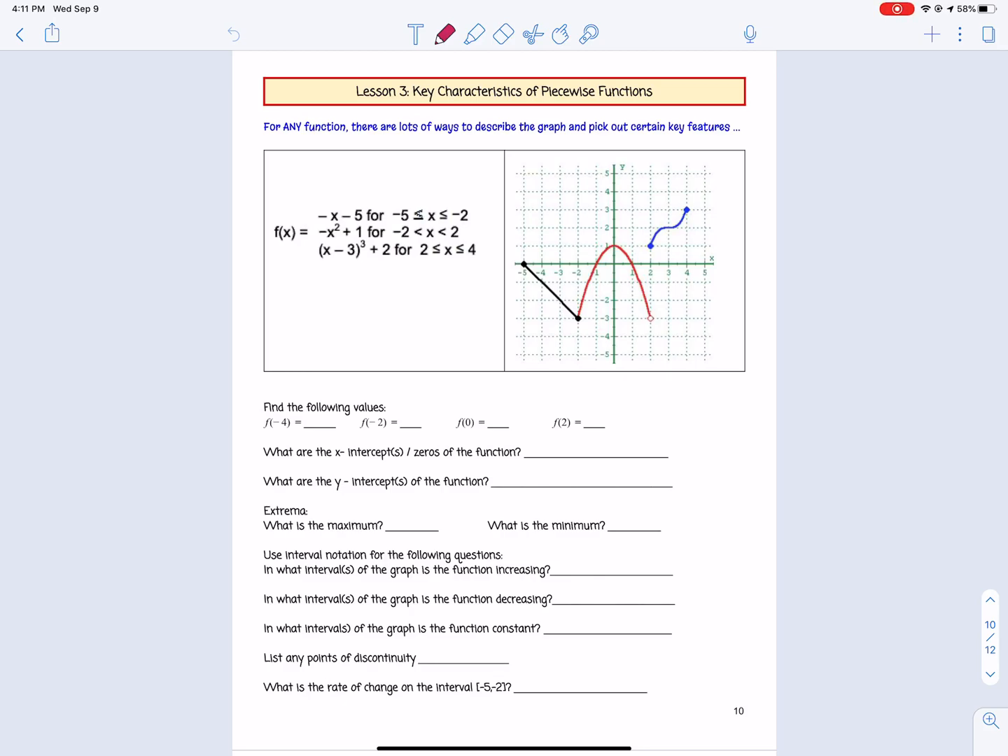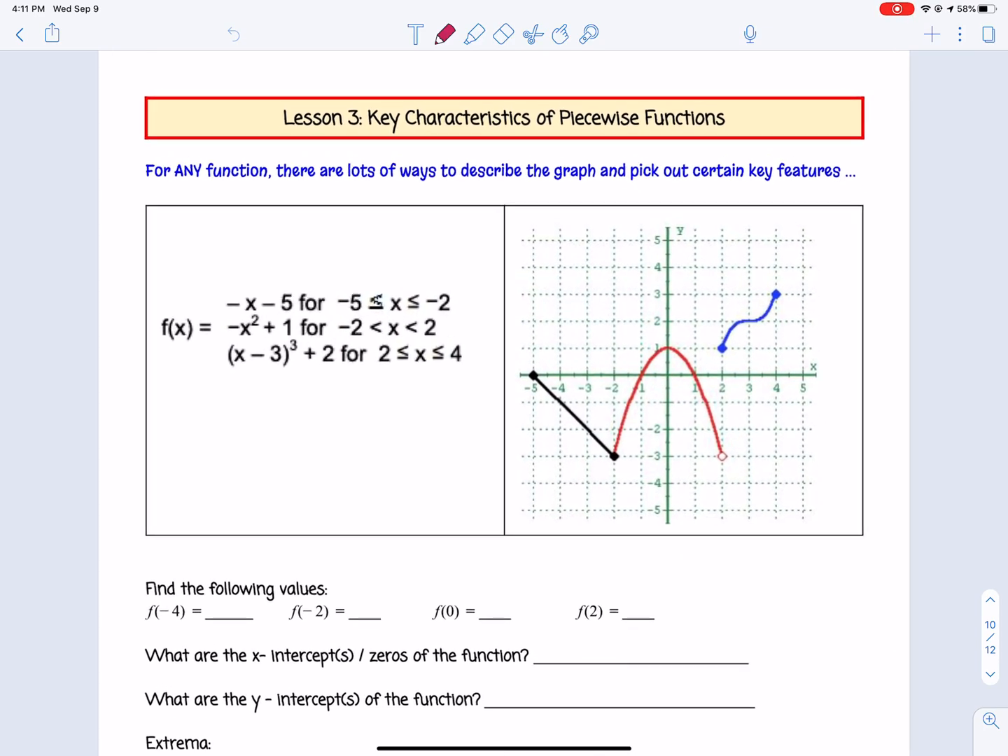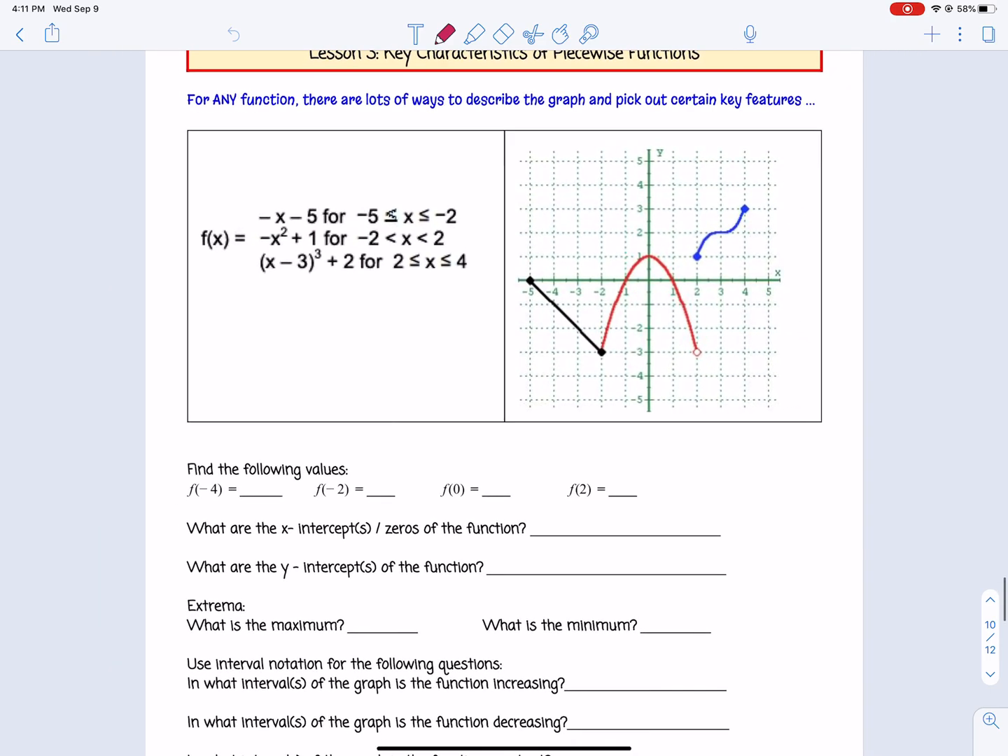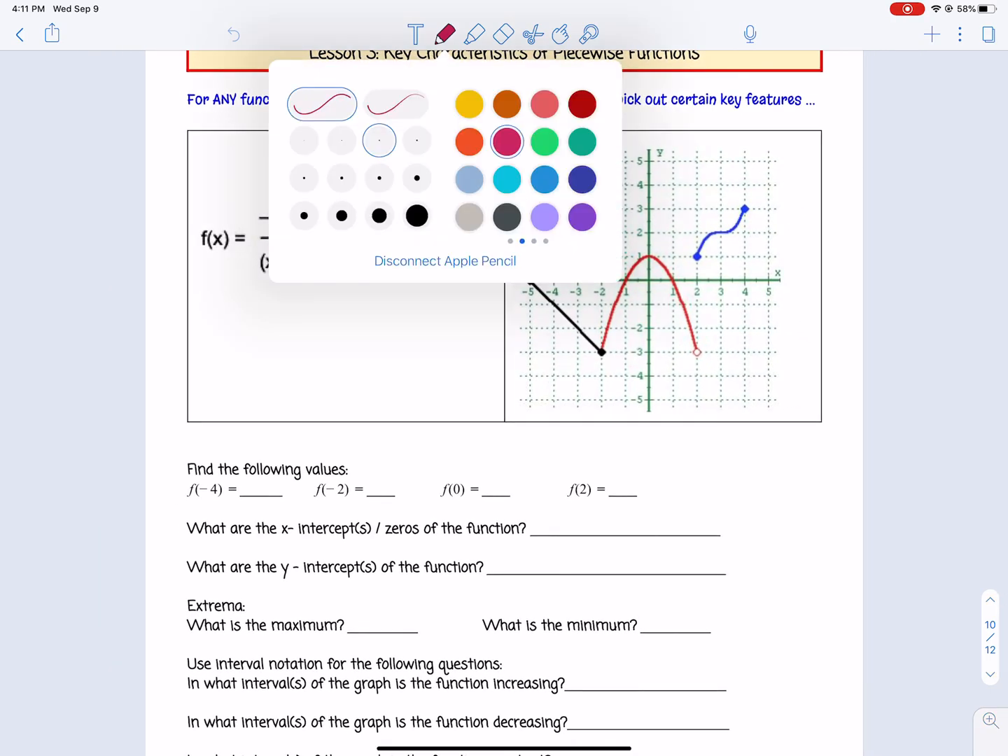In this video, we're going to look at key features of piecewise functions. For any function, there are lots of ways to describe the graph and pick out certain key features. So we have our piecewise function and we have it graphed. We're just going to pick out all sorts of information that's related to our graph.